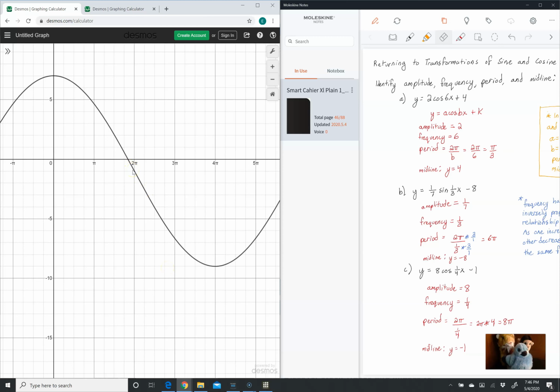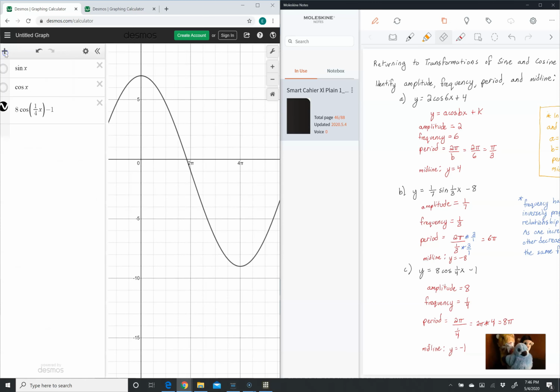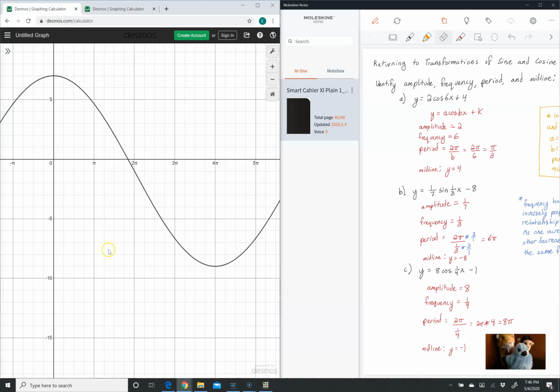So our amplitude, I just want to make sure I did this right. Our amplitude is 8. So the difference between the top and the bottom, so this is at -9, this is at 7, sorry. The distance is 16 between the top and the bottom. So the midline is 8 away. It's at -1 right here, okay? Our midline is at -1, our top is at 7, so our amplitude is 8. And our period is 8 pi.